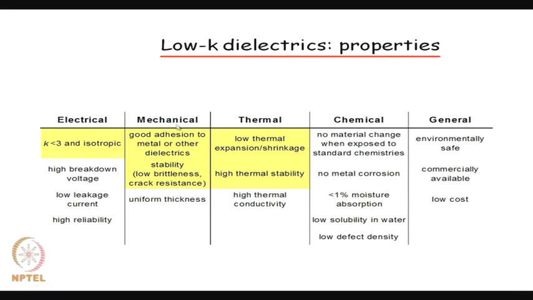Other properties are mechanical: good adhesion to metal or other dielectrics it must have. It must have low brittleness, crack resistance, and uniform thickness processing should be possible. Then it must have low thermal expansion or shrinkage, high thermal stability, high thermal conductivity. Then chemical properties: there will not be any metal corrosion, and it will have low solubility in water, low defect density and be environment friendly.